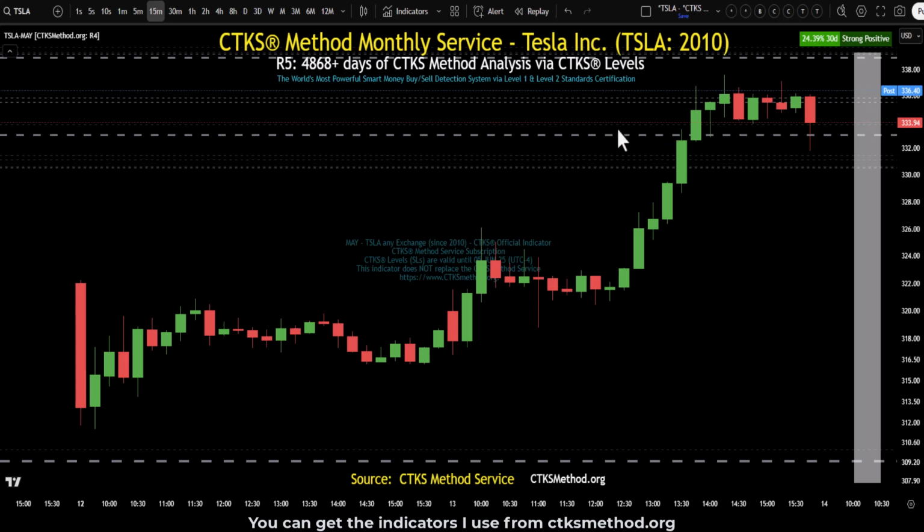One of the things that you'll note with these Stanfield levels, also called CTKS levels, when you get a lot of them together, they will slow the arc of prices ascent to the upside.